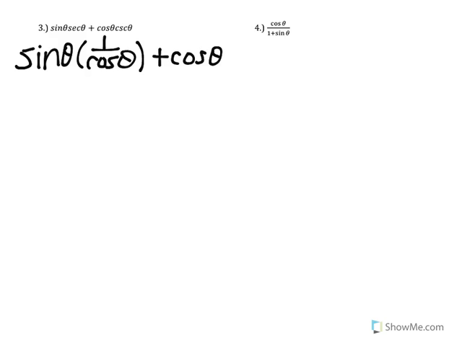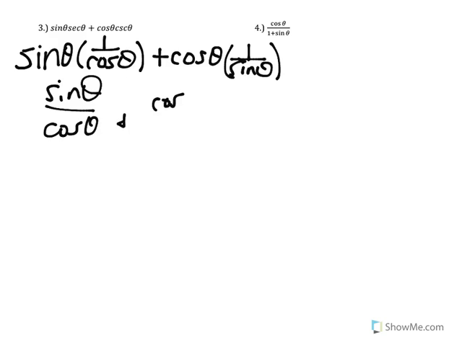So something like number 3, I wanted to look at. Number 3, what I would suggest here, whenever you have the sine times the secant, cosine times cosecant, put everything in terms of sine and cosine. So I'm going to keep sine alone, make secant 1 over cos, and then leave my cosine alone, make cosecant 1 over sine. Okay? So what I'm going to get is sine over cosine plus cosine over sine.